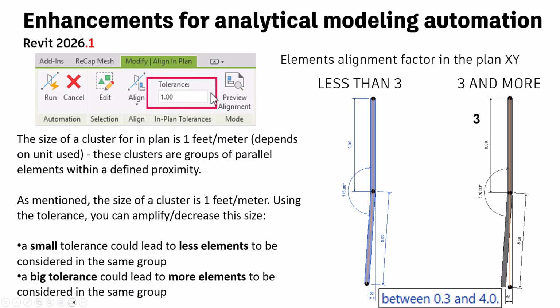We will have the same spirit of tolerance. So if you have a big tolerance, it will group more elements. If you put a small tolerance, like 0.3, there will be more groups. Here, for example, less than 3, like in the past, it will be not aligned, and more than 3 aligned.